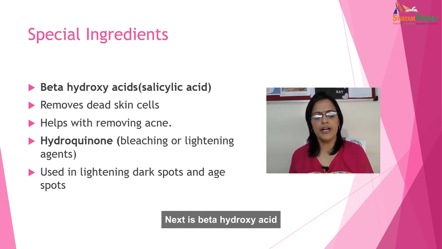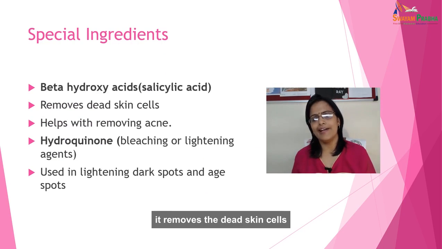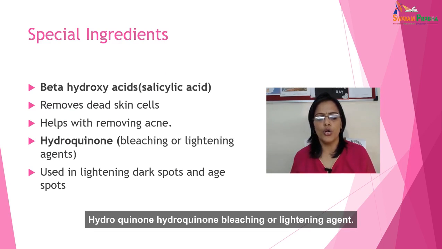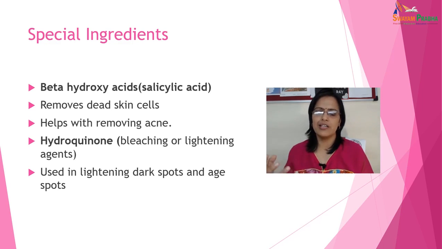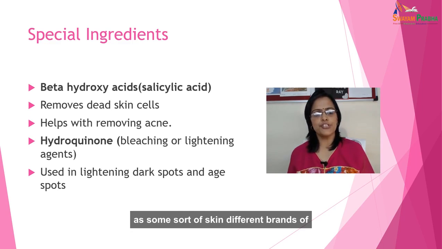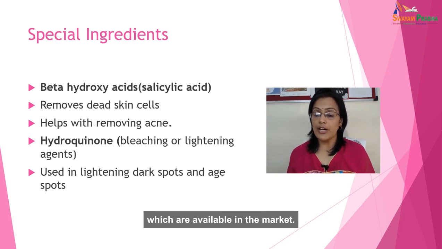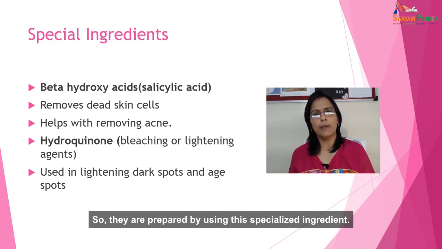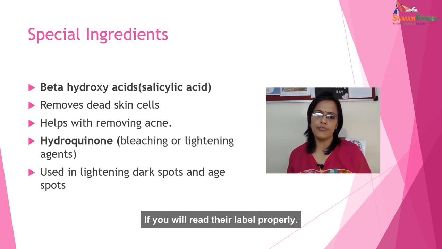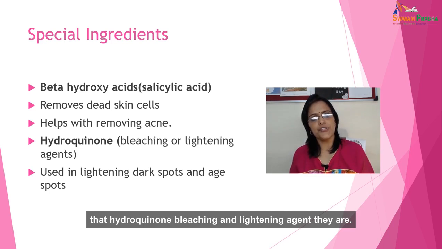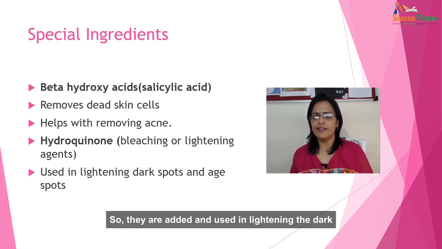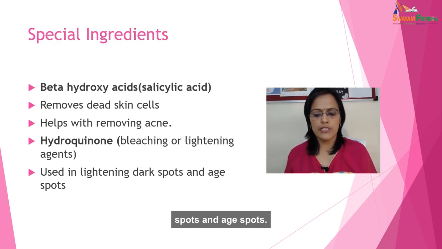Next is beta hydroxy acid. It removes the dead skin cells and helps in removing acne. Then hydroquinone, a bleaching or lightening agent. Nowadays you might have heard about different brands of skin lightening creams which are available in the market. They are prepared by using this specialized ingredient. If you read their label properly, you will come to know that hydroquinone, a bleaching and lightening agent, is added and used in lightening the dark spots and age spots.